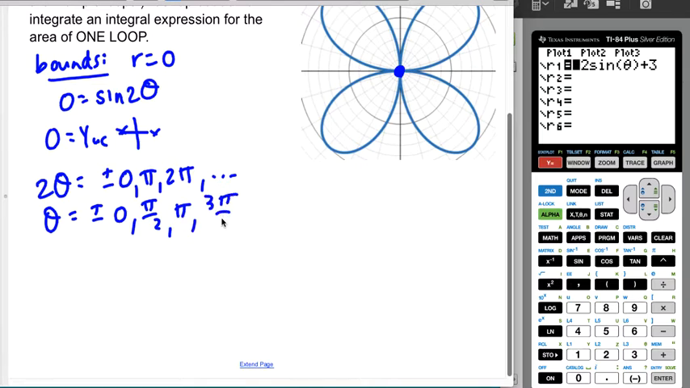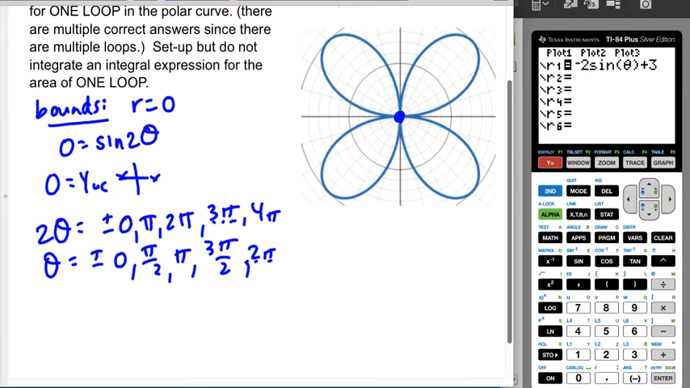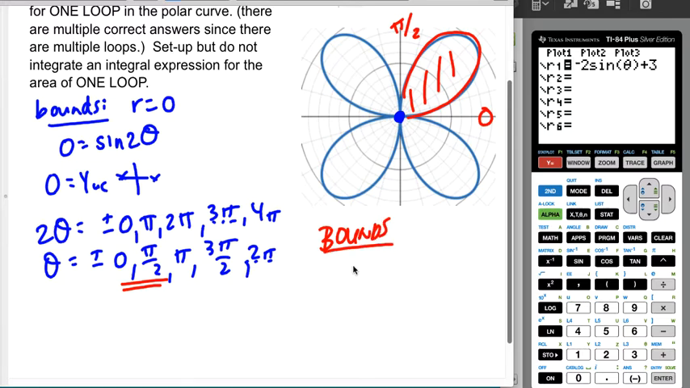Like 3 pi over 2, etc., right? So 2 pi, okay. And if you see that, I'm going to pick, so I say, oh, you know what? I'm just going to do this loop. This loop seems to start at 0 and end at pi over 2, which jives with what I'm seeing here because those are two of the bounds, right? So that would be this loop. I pick, so for my bounds, I pick theta equals 0 to theta equals pi over 2.